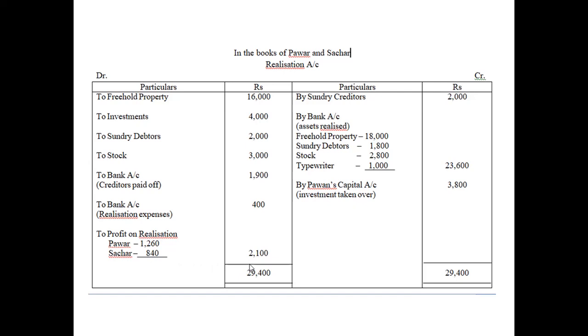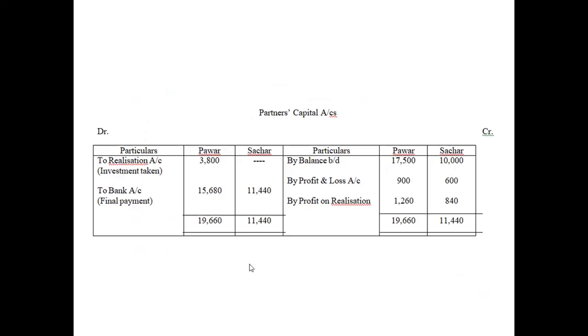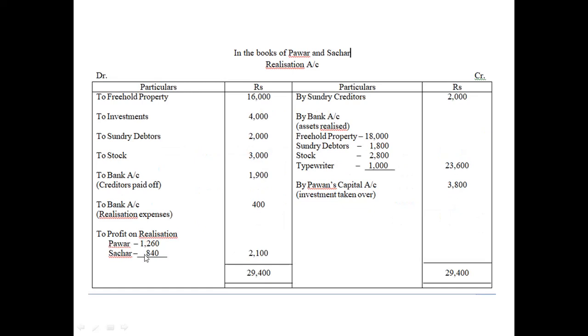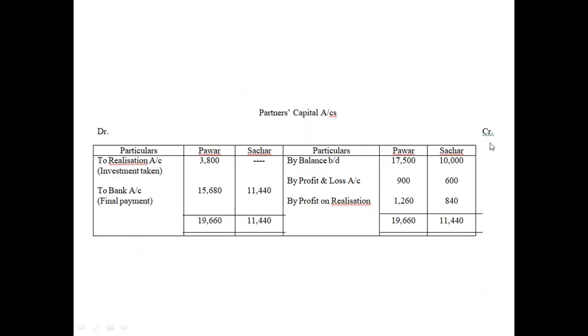After preparation of the realization account, we will prepare the partners' capital account. These balances are extracted from the balance sheet liabilities column. In the liabilities column, we can see a credit balance of profit and loss account of rupees 1,500, which will be shared between Pawar and Sachar as per their profit sharing ratio of 3:2. We had this profit on realization before, so simply write it down on the credit side. I'm sorry, this credit was placed here by mistake.